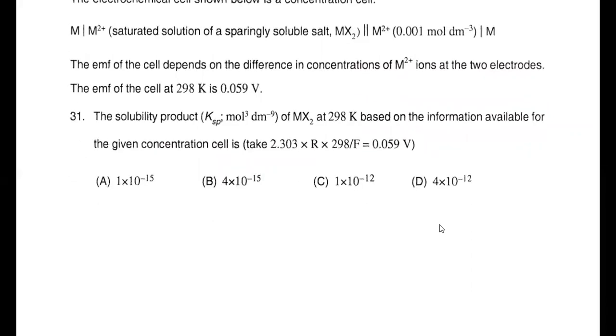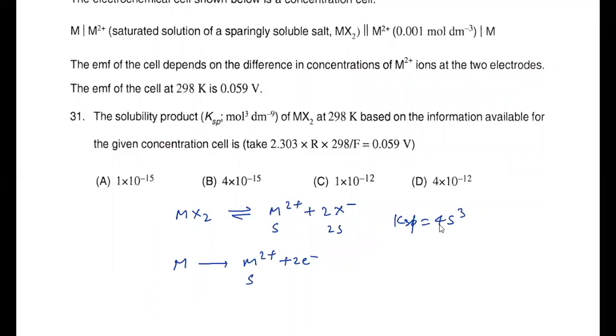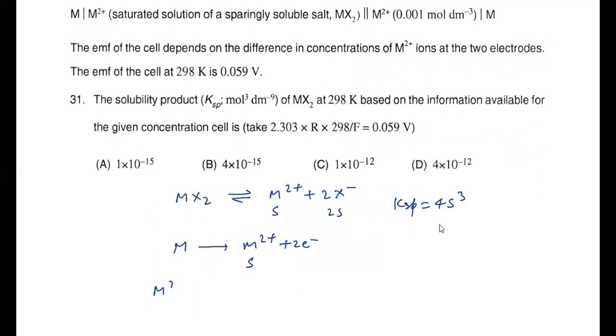So देखो हमारे पास जो substance MX2 है, if you want its solubility product, so this is M2 plus 2X minus. So if solubility is S over here, this is 2S, so KSP will be equal to 4S cube. Okay. And as it is a concentration cell whose EMF is given, I can write the equation. M gives M2 plus 2 electron, this is oxidation, and this solubility is S. And at another electrode, it is M2 plus 2 electrons gives M solid, and this concentration is given 0.001.